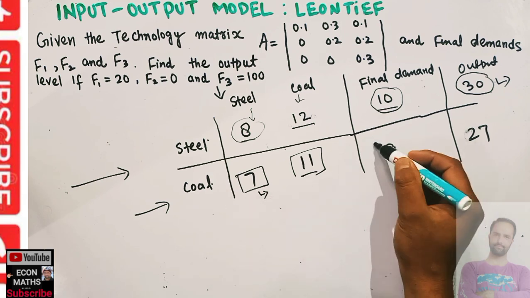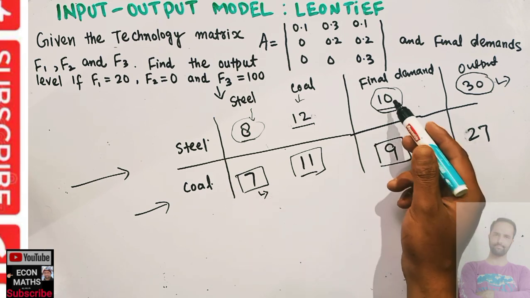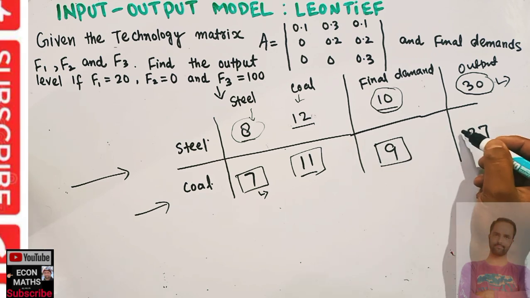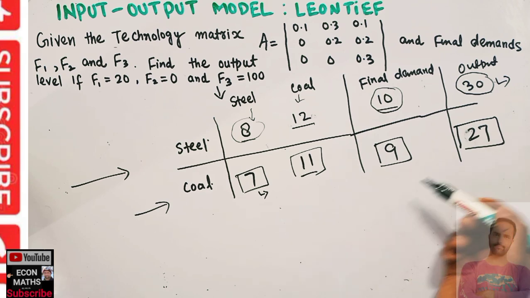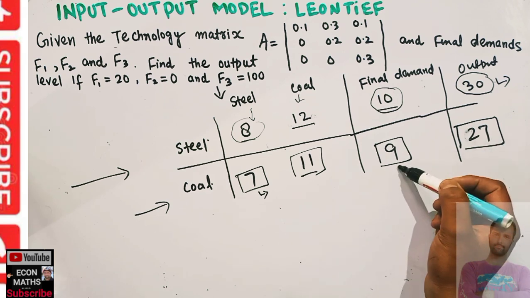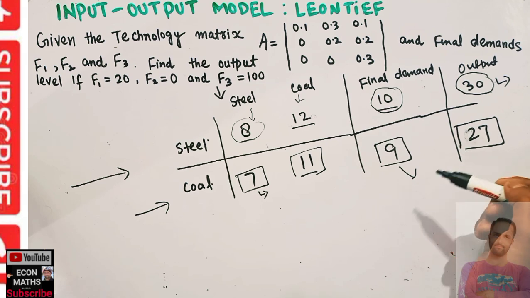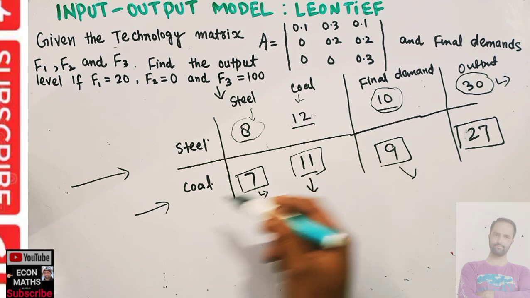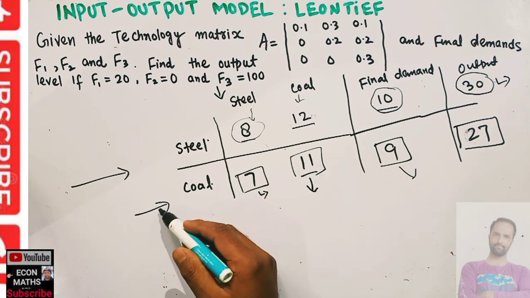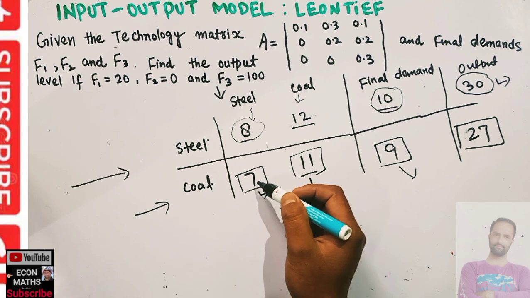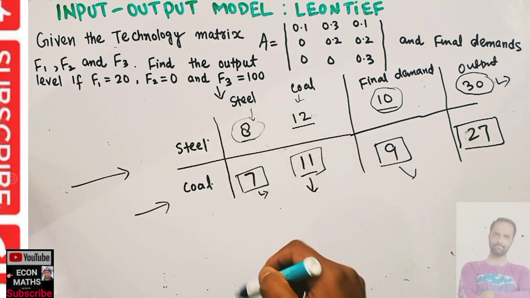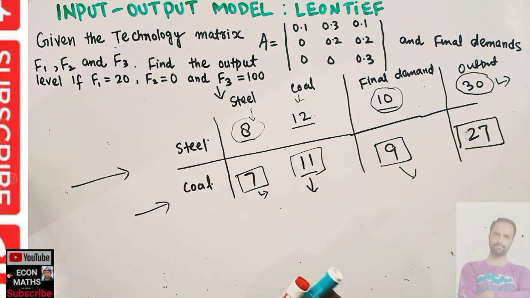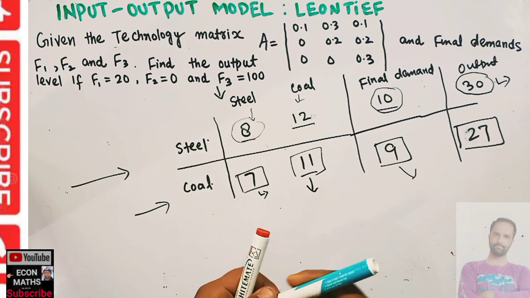And also 9 units of coal are being demanded by households and the government sector. The total output of the coal industry is 27. So 9 is the final demand by the government sector and household sector, 11 is used by the coal industry for its self consumption, and 7 units of coal industry output is used by the steel industry for its consumption. So this is a table showing input and output here.